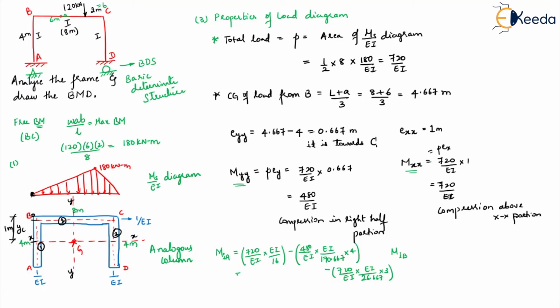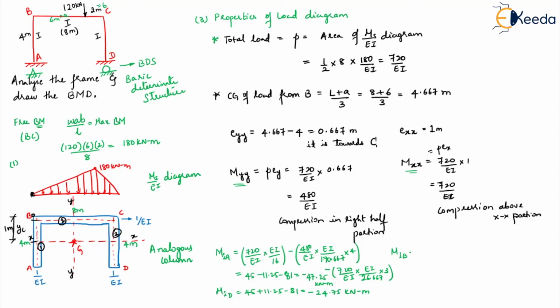Okay, so this will give you a value equal to 45 minus 11.25 minus 81. So this will give a value of minus 47.25 kilonewton meter. Right. Now similarly for MID, everything will remain same: 45, instead of minus it will be plus 11.25, minus 81. So this will give you a value equal to minus 24.75 kilonewton meter.